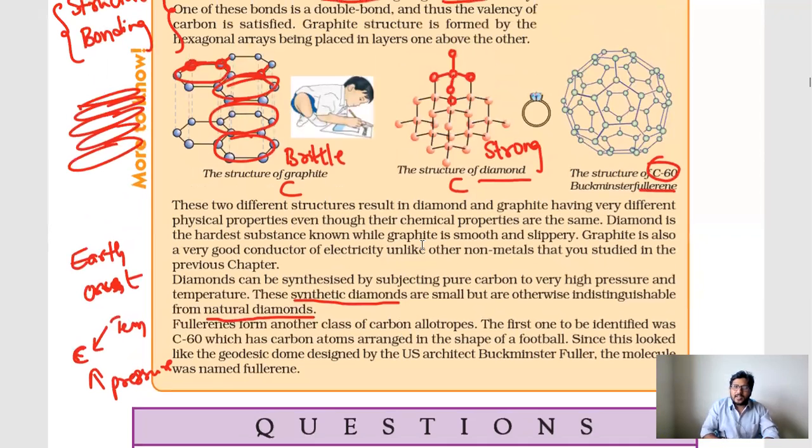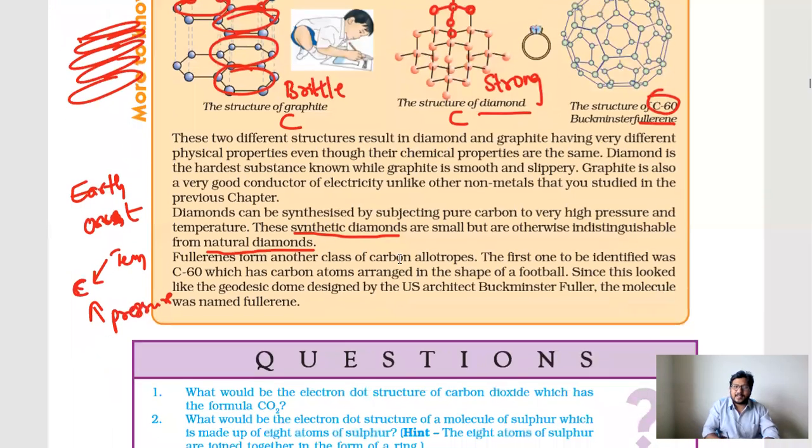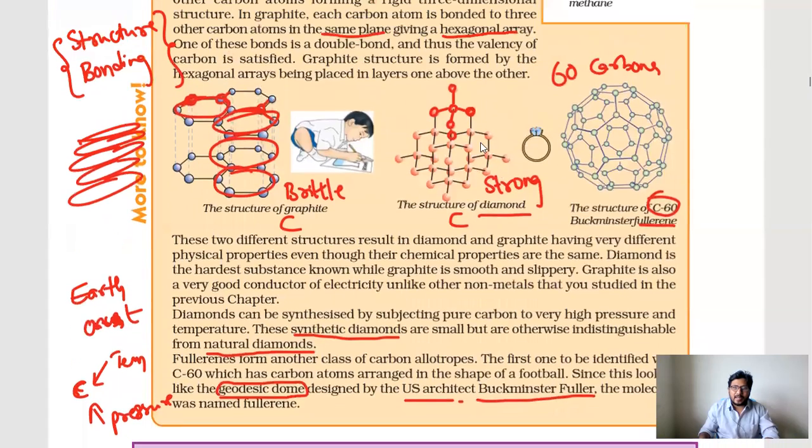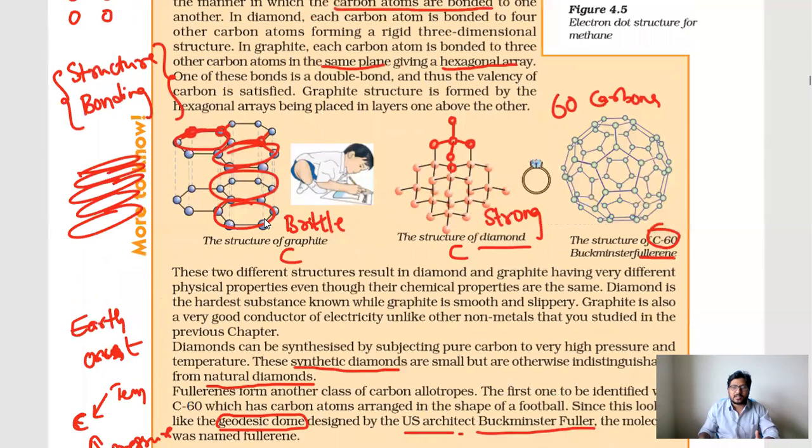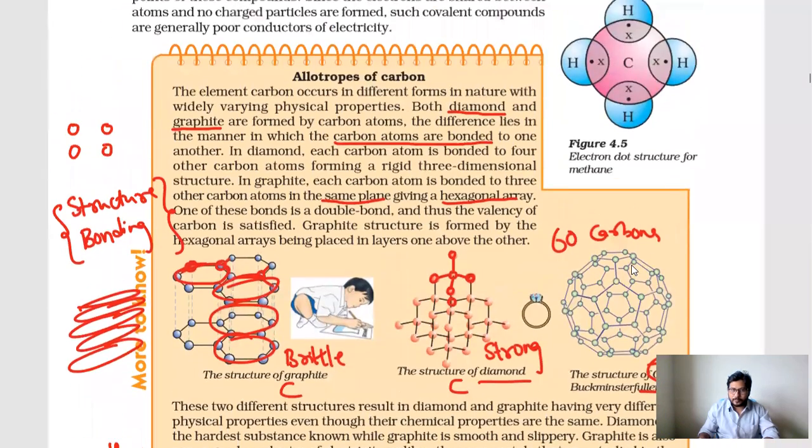You see, there will be 60 carbons. 60 carbons are bonded to form a football-like structure, and this structure looks similar to the geodesic dome designed by the US architect. That scientist's name is Buckminster Fuller. So in honor of his name, they have given Buckminster Fullerene as the name of this C60. This is one of the molecules, that's it. Like diamond and graphite, C60 is one of the structures and one of the allotropes of carbon.